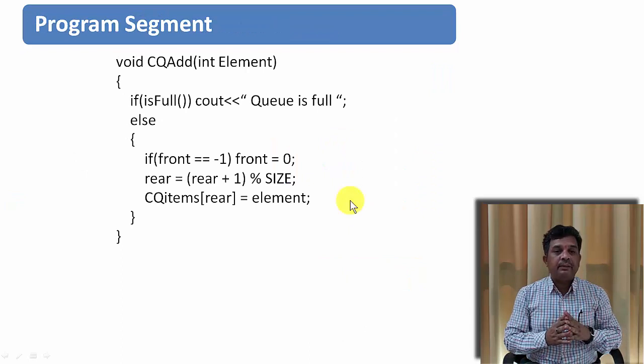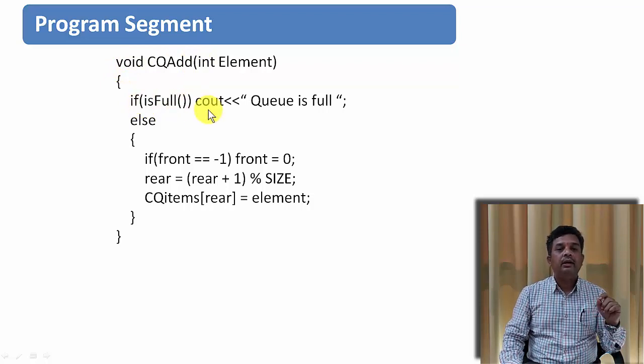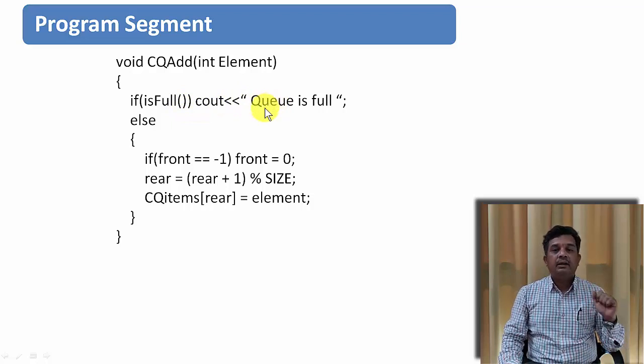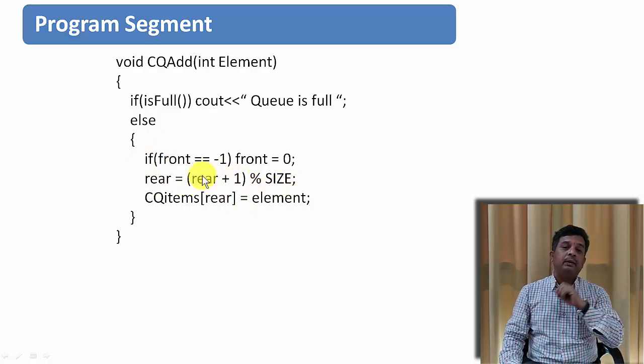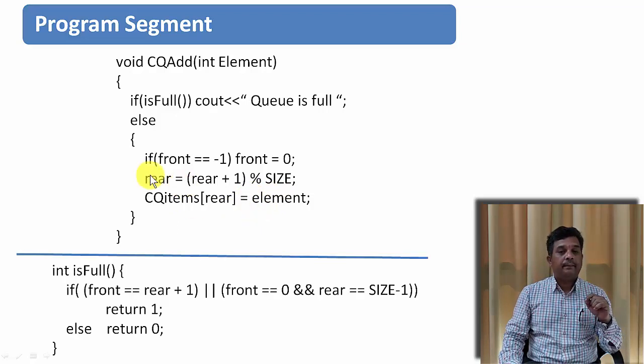Let us see the program segment. Already we have seen this set of codes. For adding, we are doing this set of work. We are checking the condition is full. If is full is true, we are saying that we cannot enter any more data, queue is full. Otherwise we are coming to the else part. If front equal to -1, we are assigning front back to 0. Otherwise, even though this condition is not true, we are saying rear equal to rear plus 1 mod size, and at the rearth index we are adding the element, we are passing the element to it.